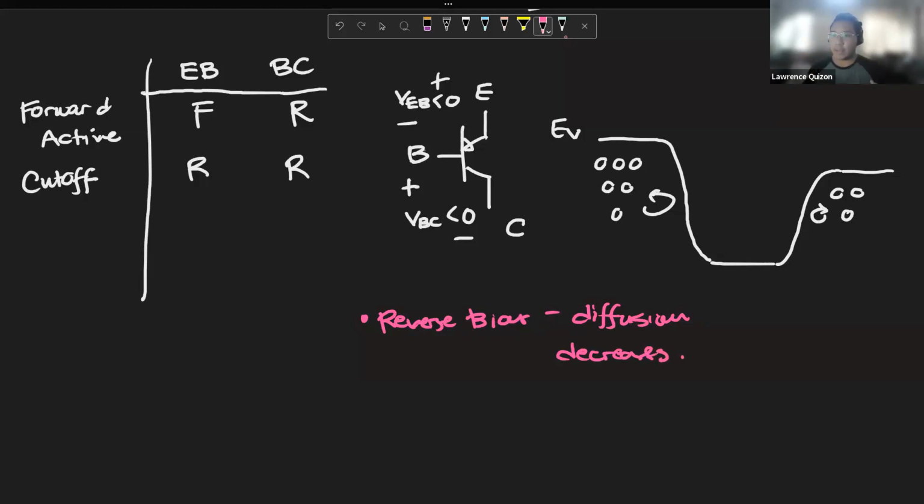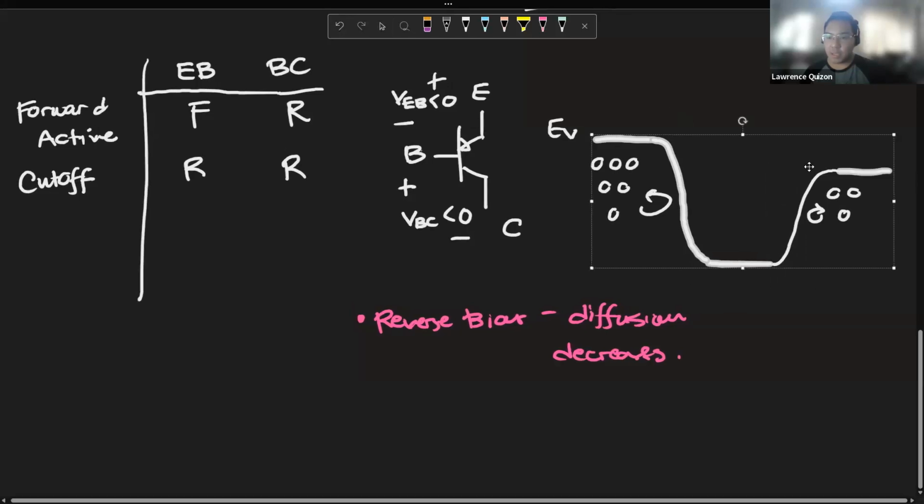We know, right, that in reverse biased PN junctions, the diffusion current exponentially decreases, right? Until it disappears, and then drift current dominates. So in much the same way, our BJT now suffers from the same fate when we cut it off.